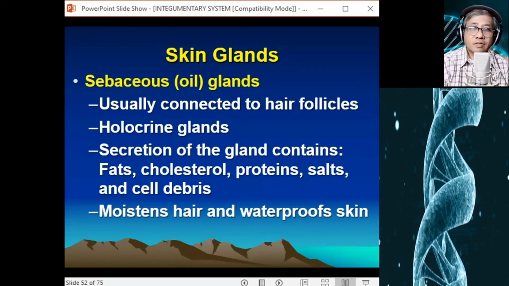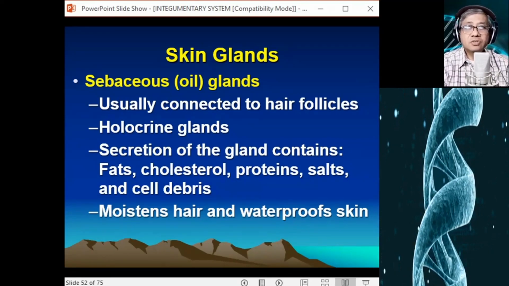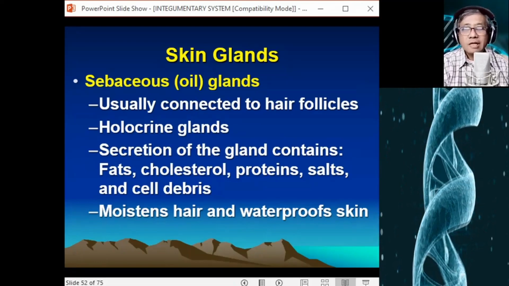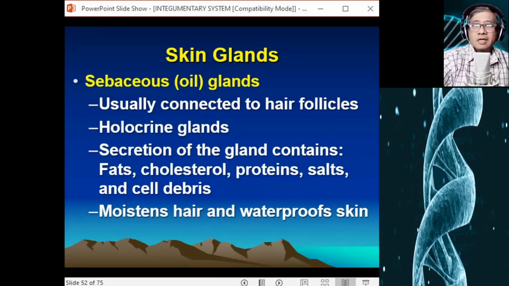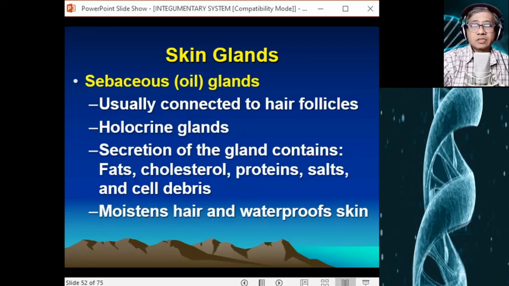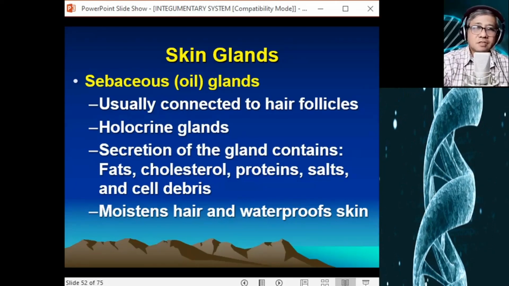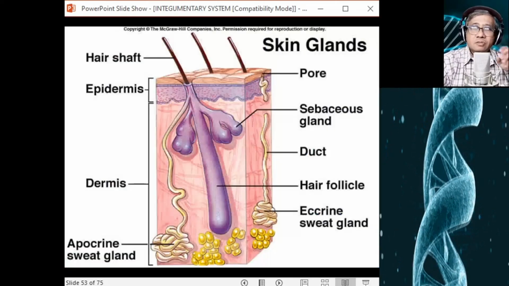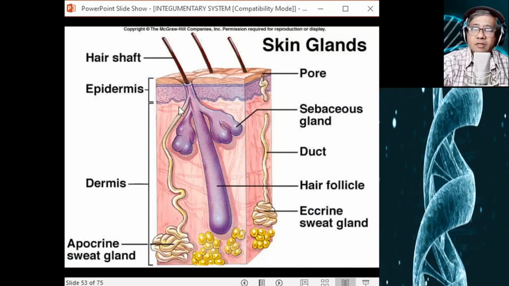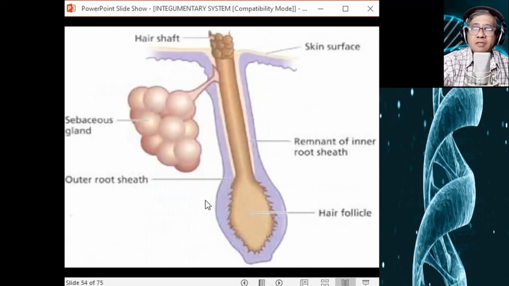Especially fats and cholesterol. That's how they got the name sebaceous, sebo or oil glands. Sebo: oil, fats, cholesterol. And the function of the sebaceous glands or oil glands is to moisten the hair. Not only the hair, it moistens the skin and keeps the skin waterproof. So that's the sebaceous gland which is attached to the hair follicle. Then we have the sweat gland.